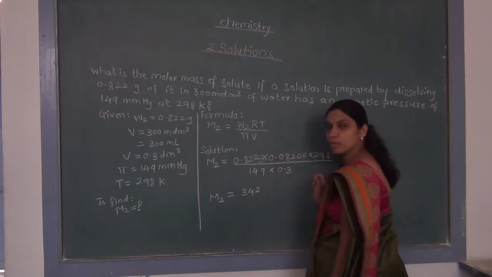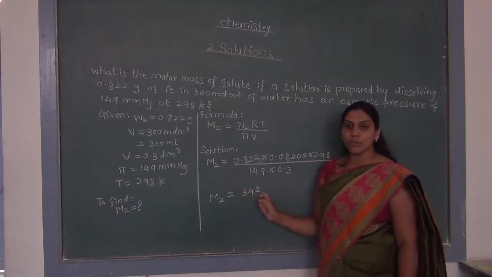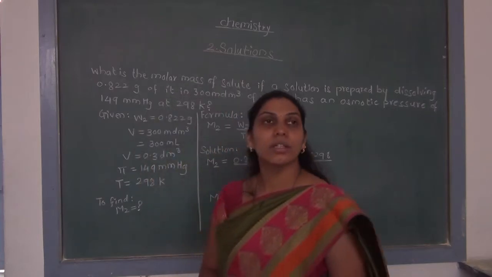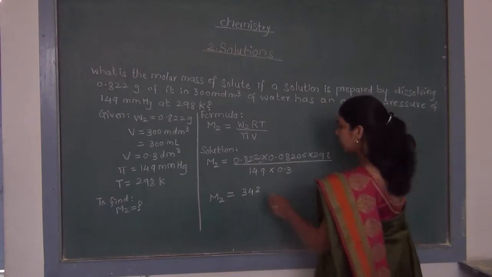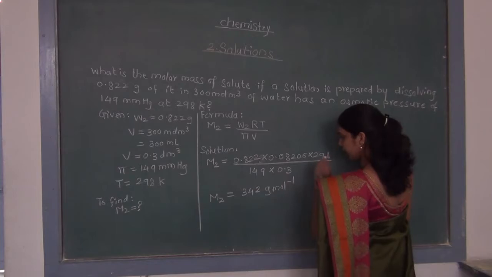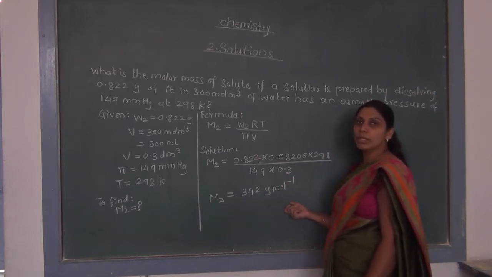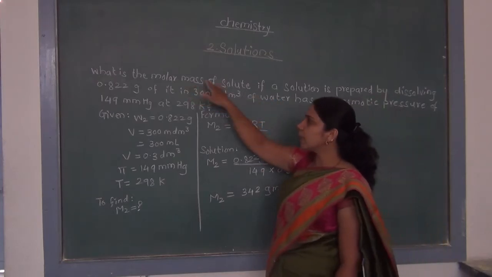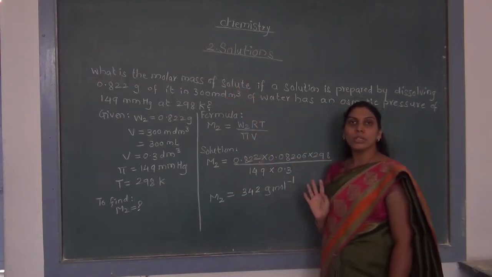The answer comes out to be 342. And as you know, this is the value of molar mass of solute. The molar mass of solute is always expressed in terms of gram per mole. So we write the unit for M2 as gram mole inverse. M2 is equal to 342 gram mole inverse. So the final answer of this numerical is, the molar mass of solute is 342 gram mole inverse.